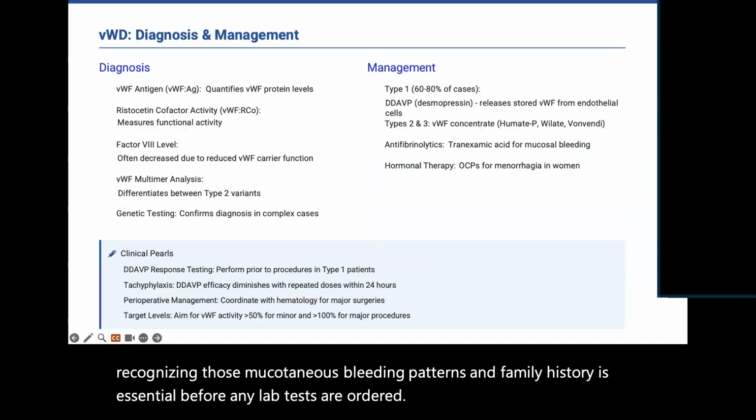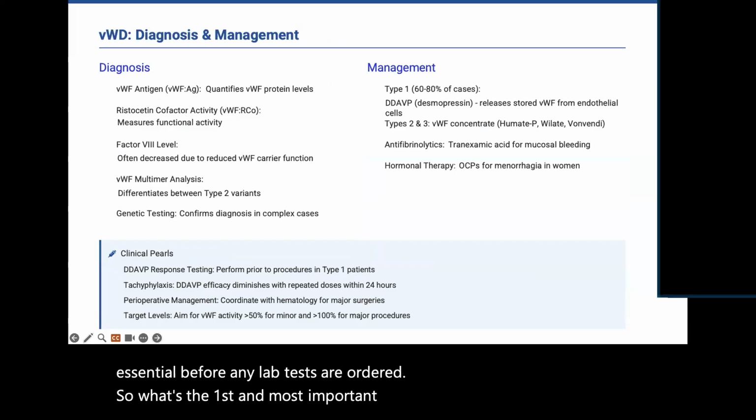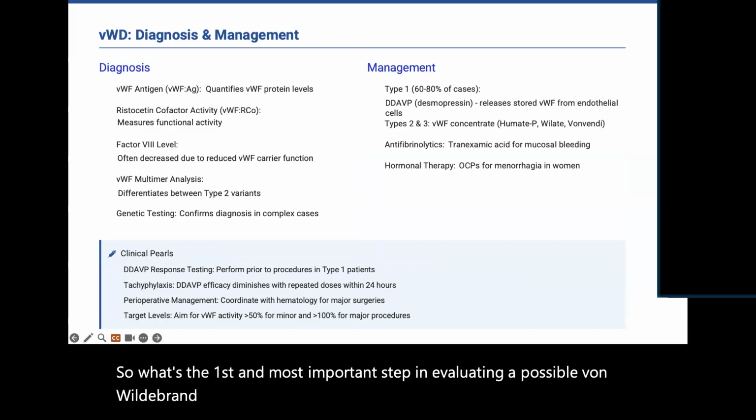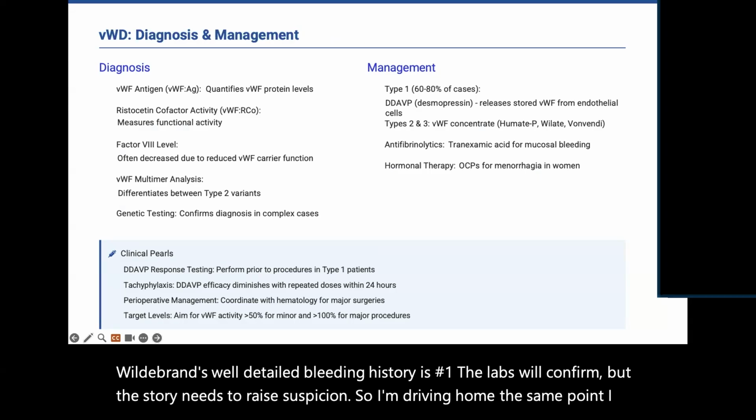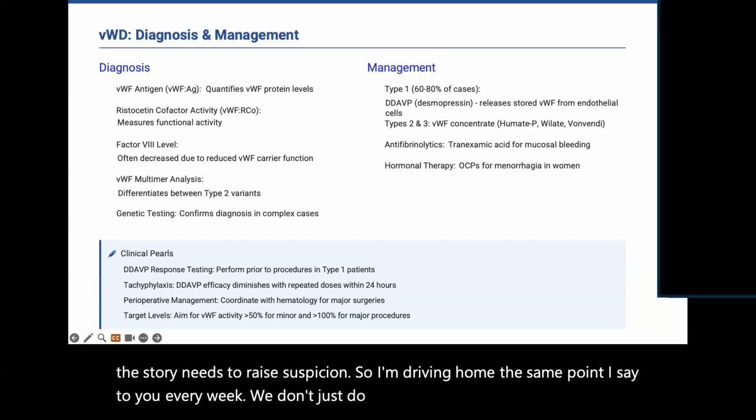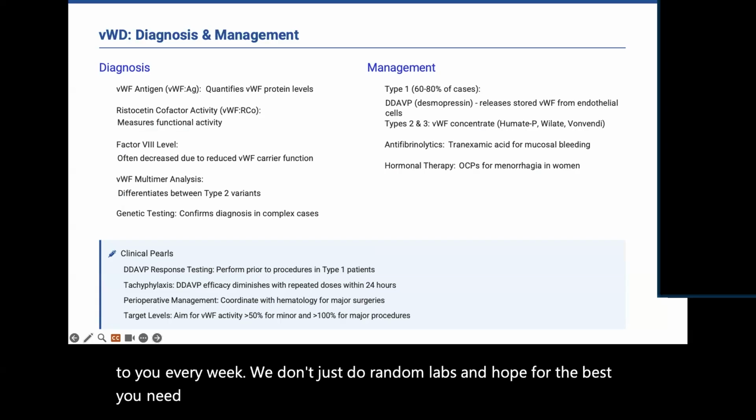So what's the first and most important step in evaluating a possible von Willebrand's? Well, a detailed bleeding history is number one. The labs will confirm, but the story needs to raise suspicion. So I'm driving home the same point I say to you every week. We don't just do random labs and hope for the best. You need to have an index of suspicion before you order the labs.